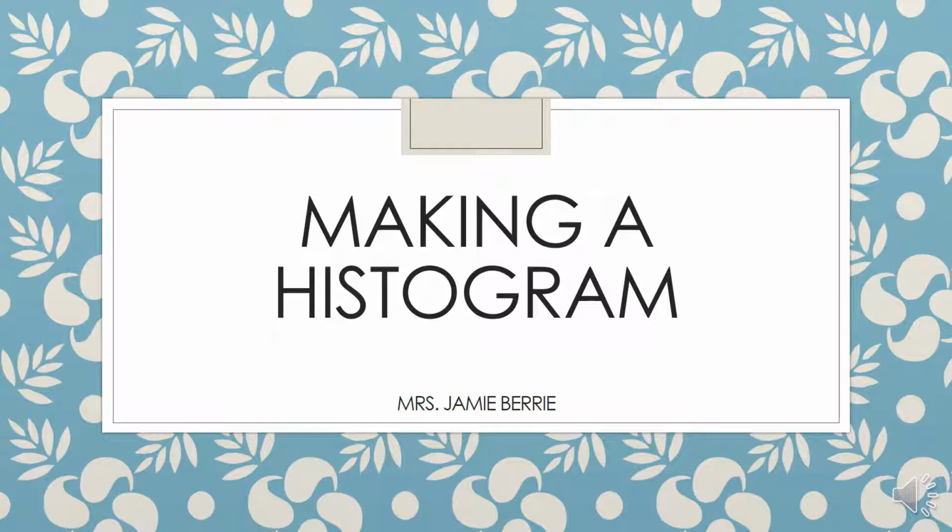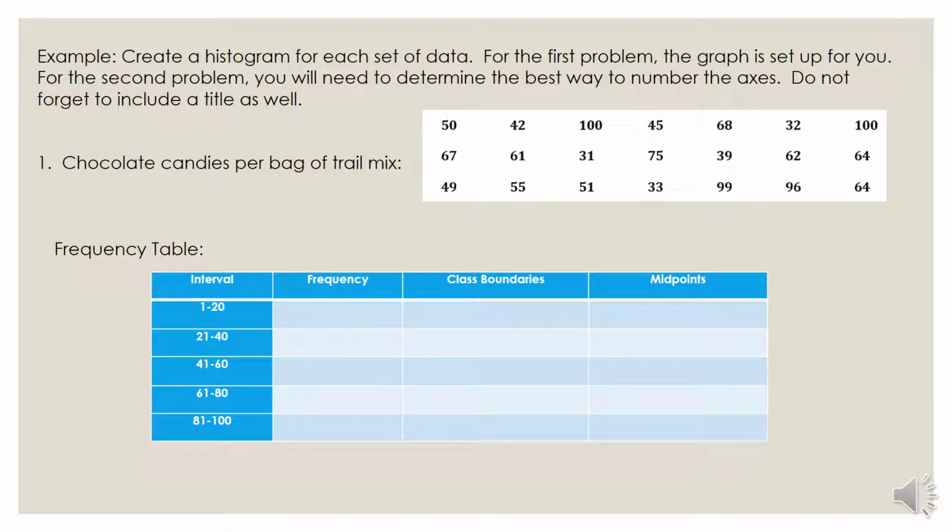Today I'm going to show you how to draw a histogram, and then I'm going to leave you with an example to do on your own. So in this first example, it says, create a histogram for each set of data. For the first problem, the graph is set up for you. For the second problem, you will need to determine the best way to number the axes. Do not forget to include a title as well.